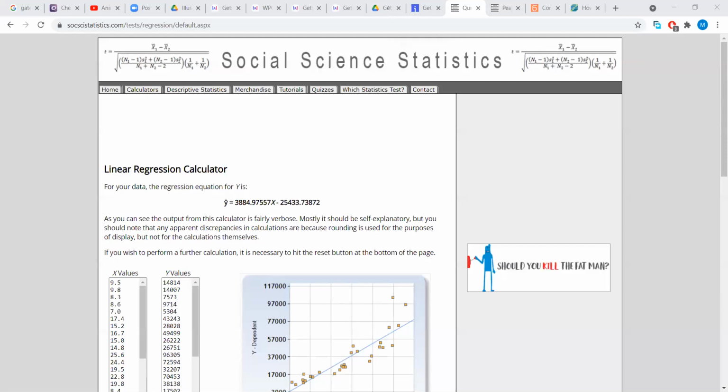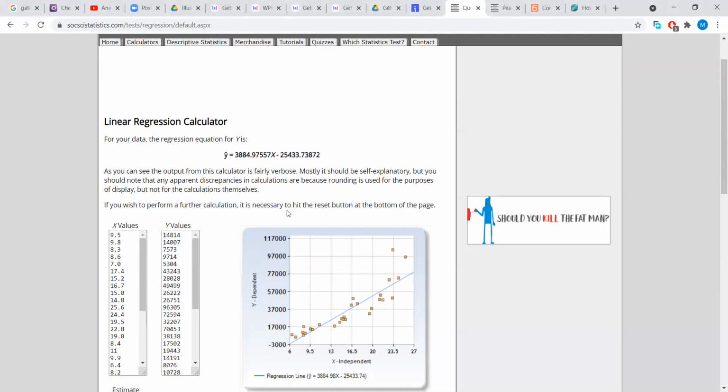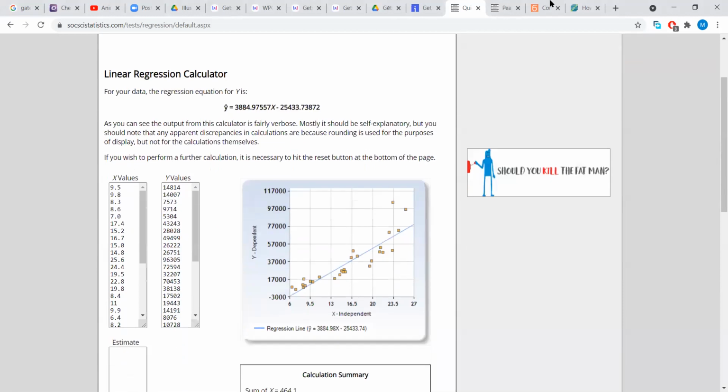Okay, sir, I searched the calculator for B0 and B1, right? After I put in the data, we get that B1 is 3,884, while B0 is negative 25,433. After that, you asked us about the graph, the plot.